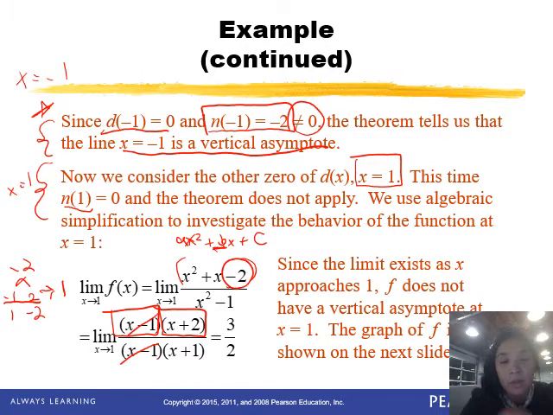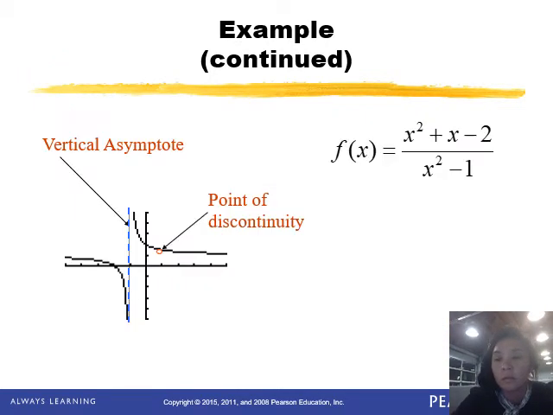And so now we're going to plug 1 in. So 1 plus 2 is 3. And 1 plus 1 is 2. And so the limit exists as x approaches 1. It does not have a vertical asymptote, but the limit is 3/2. So we can see the graph here. Notice that there is a point of discontinuity here at x equals 1. We have a vertical asymptote at x equals negative 1. And this is the graph of this function right here.